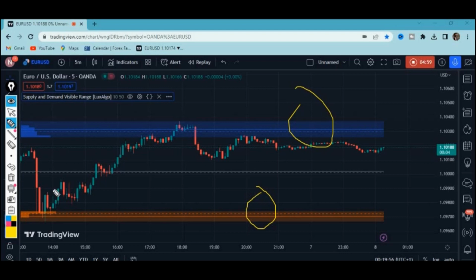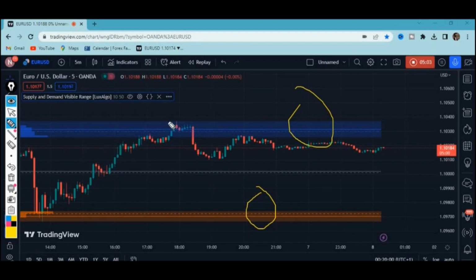So when it comes to this Supply and Demand Visible Range indicator by LuxAlgo, these levels keep on moving, and supply and demand zones should remain intact even if they are broken, like when price breaks above your supply zone or price breaks below your demand zone at the level over here. You're supposed to know they are actually still very valid.